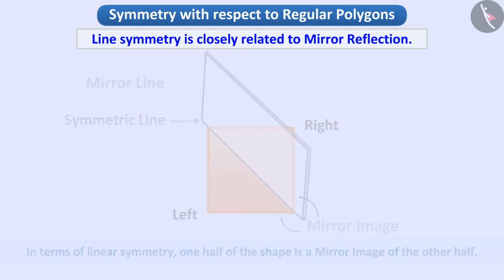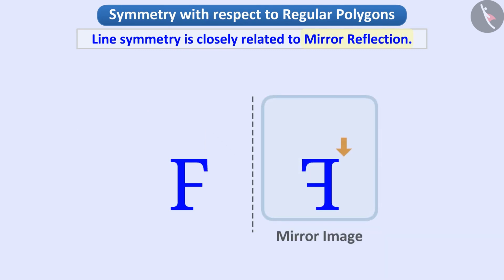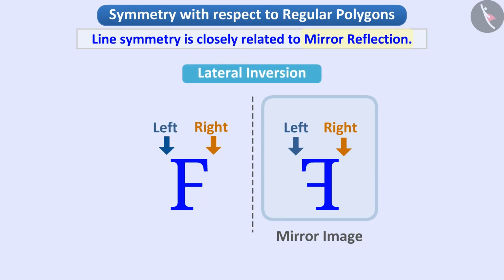Keep in mind, in mirror reflection, there is a left-right change in the orientation of the shape, which we call lateral inversion. This means that the right part of the shape becomes the left part of the image, and the left part of the shape becomes the right part of the image.